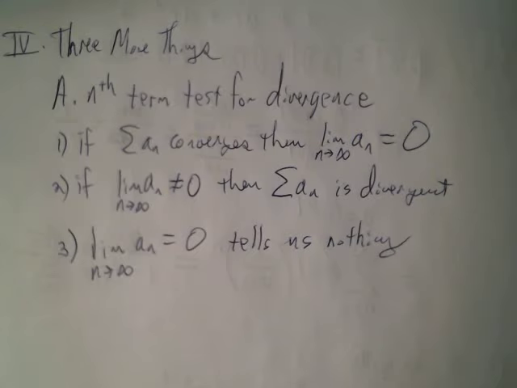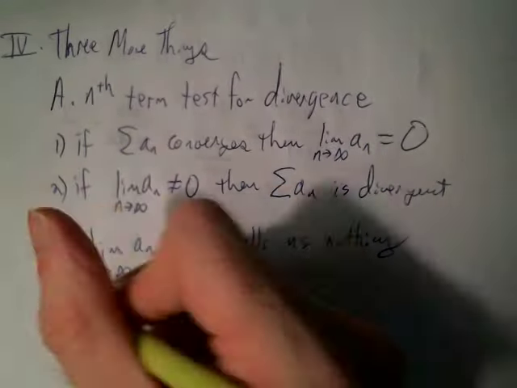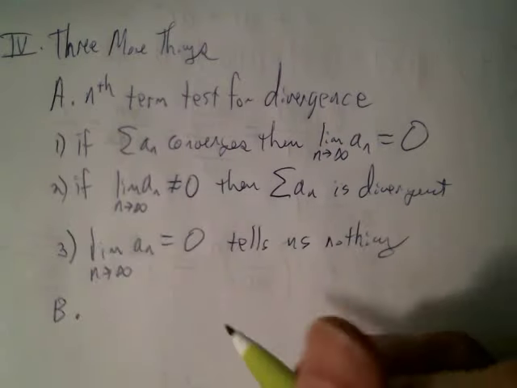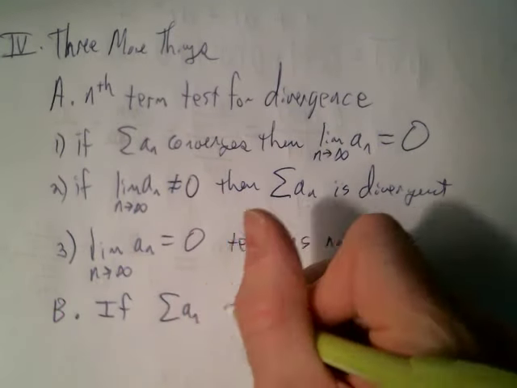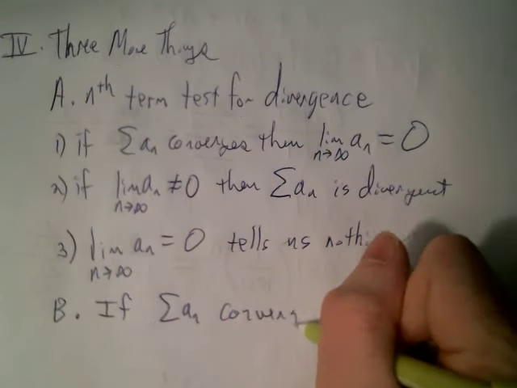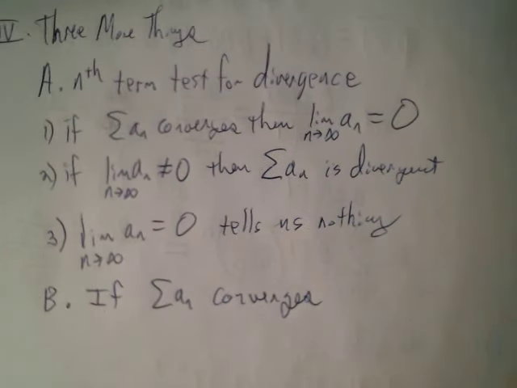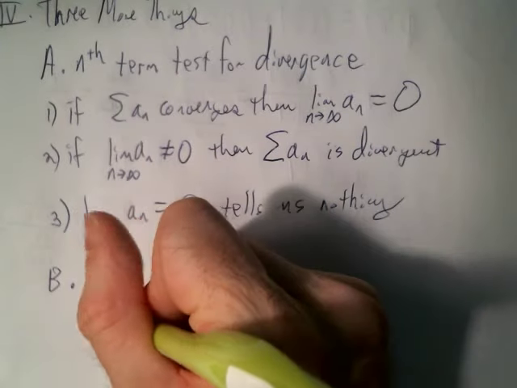Other little factoids. Basically, if you have a series converging, you can multiply it by a constant and it will still converge, and vice versa.